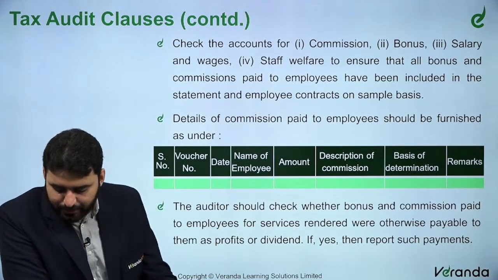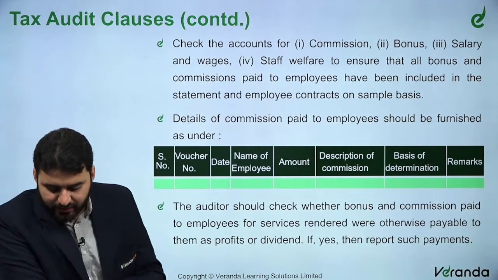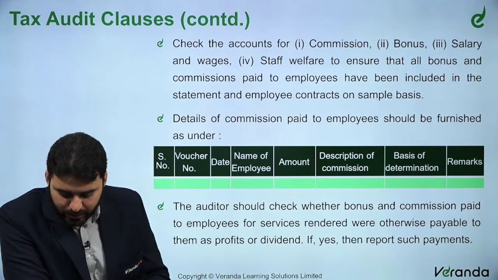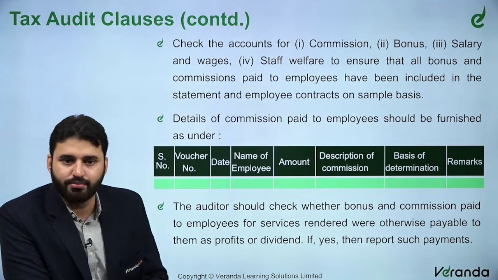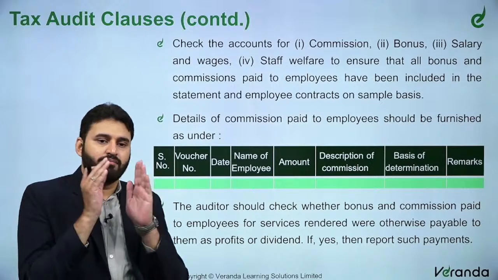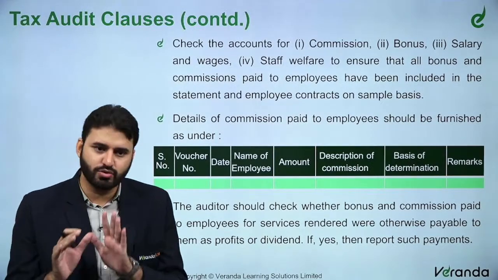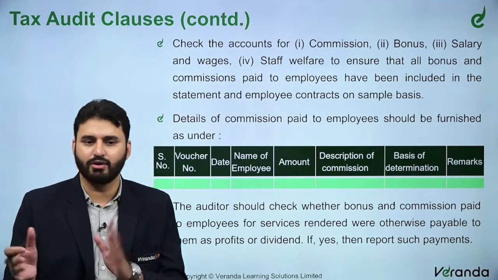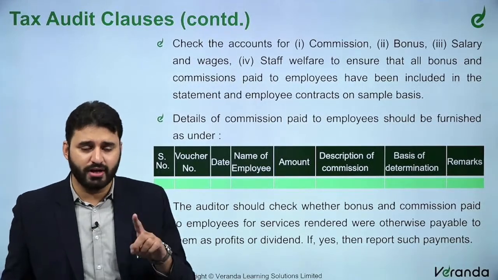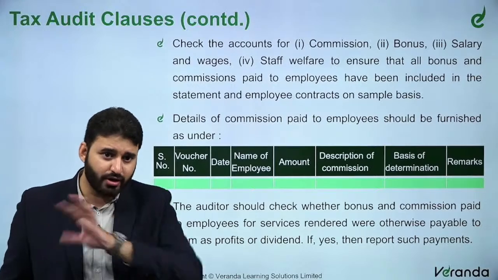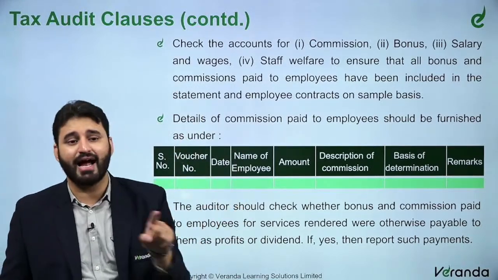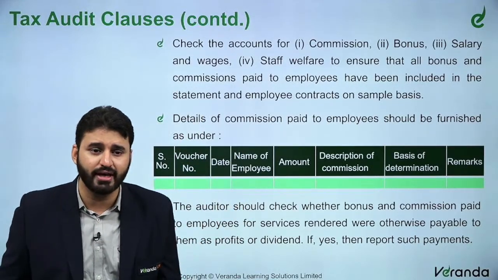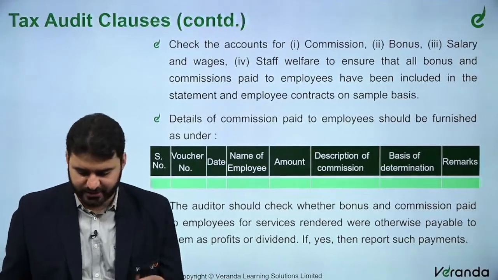The auditor should check whether bonus and commission paid to employees is for services rendered, or whether it is otherwise payable to them as profit or dividend. If yes, then report such payment. So, you have to pay bonus to the employees as per the contract that you have entered with the employee, bonus or incentive or commission. If you are paying them profits, but you are coloring them in the nature of bonus, then that has to be reported under clause 20 subclause A. That is what this means.